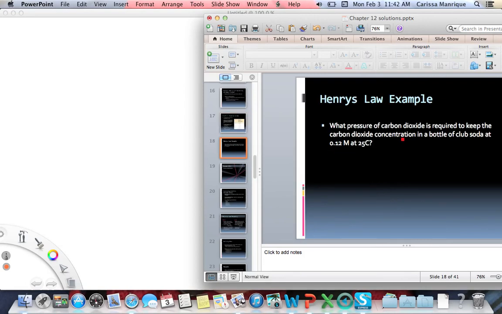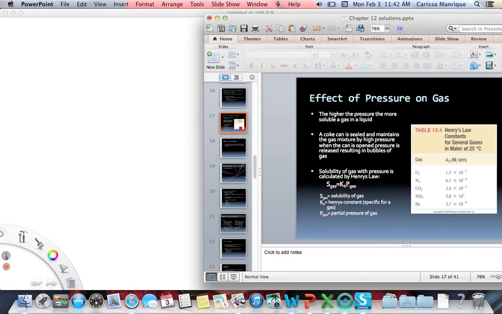What pressure of carbon dioxide is required to keep the carbon dioxide concentration in a bottle of club soda at 0.12 molar at 25 degrees Celsius? Okay, so we have the concentration. Come back to the formula here. We have S, which is the concentration, or if you want, the solubility of the gas. Now we're trying to find the pressure. And this is carbon dioxide, so K is 3.4 times 10 to the negative 2.